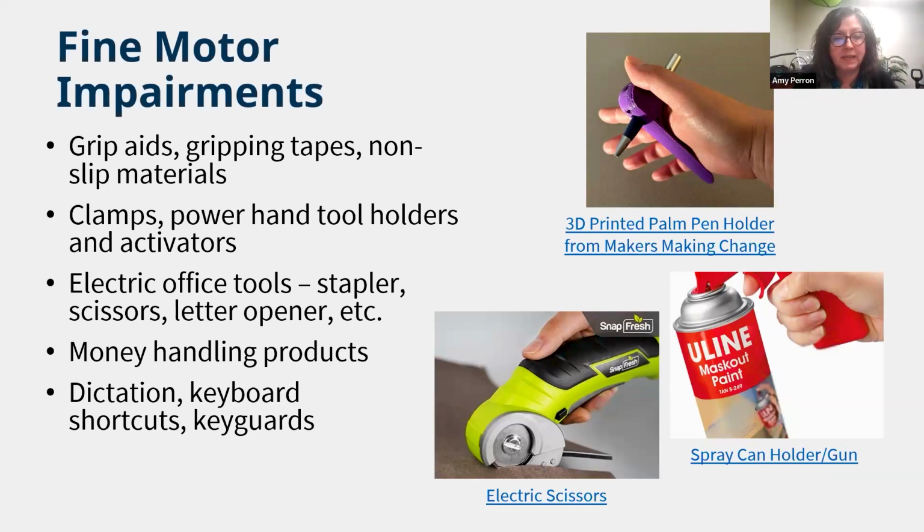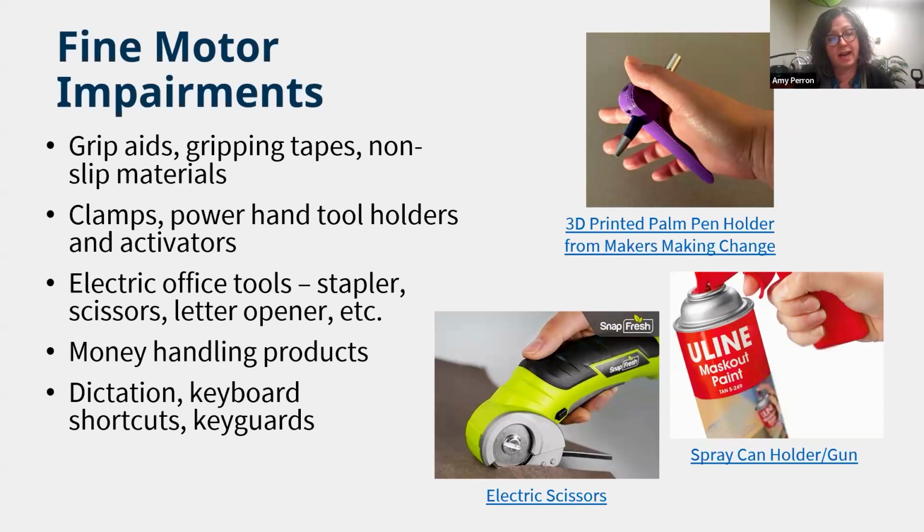So gripping aids, gripping tapes, non-slip materials. Let's say for your work you have to use a ruler, for example, and maybe you have a slight tremor. Well, if you put something on the back of that ruler that prevents it from sliding around, that can really be a game changer for you. And how simple is that?